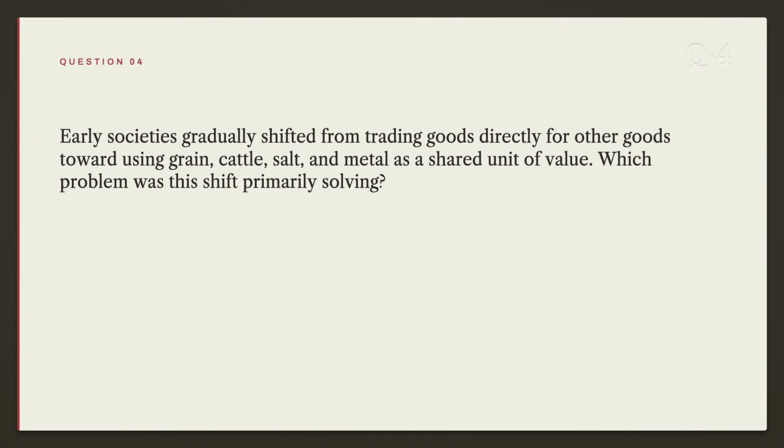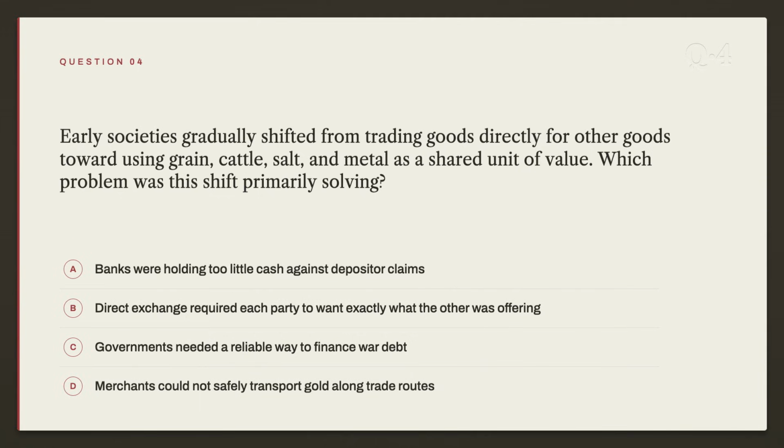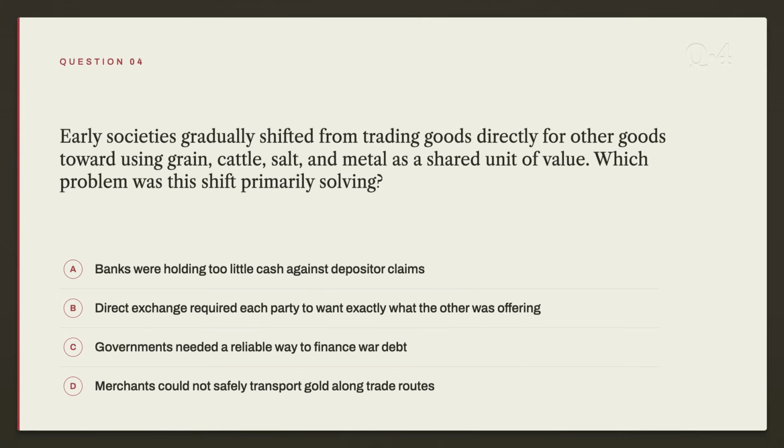Your options are: A. Banks were holding too little cash against depositor claims. B. Direct exchange required each party to want exactly what the other was offering. C. Governments needed a reliable way to finance war debt. D. Merchants could not safely transport gold along trade routes. What's your answer? Commit to one before I continue.